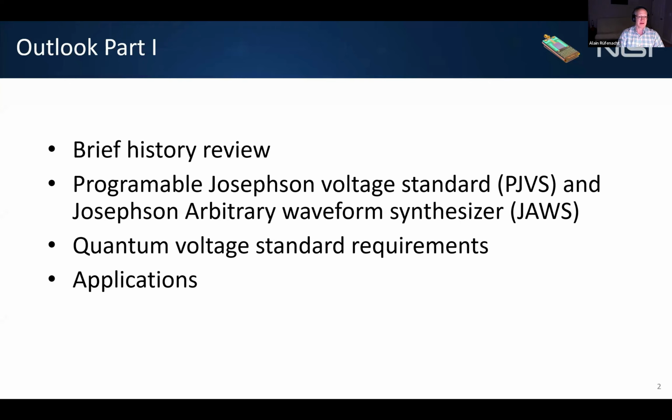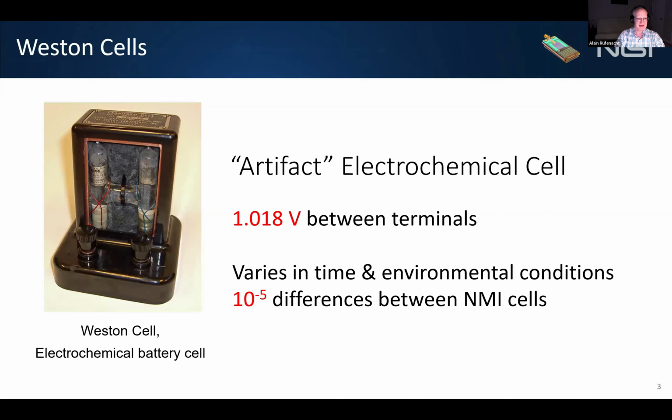I will do a quick history review of the Josephson voltage standards over time, and talk more about the programmable Josephson voltage standard, we call it in short PJVS, and the Josephson Arbitrary Waveform Synthesizer, JAWS. The slides will be about the quantum voltage requirements, what is needed to make a standard work, and finally discuss a little bit more the applications. So let's look back in time.